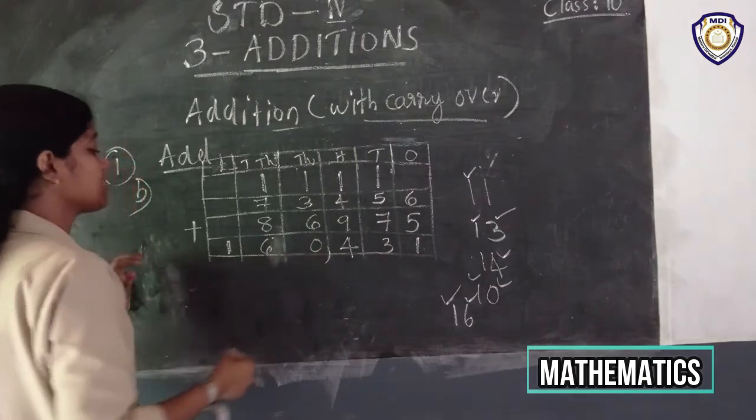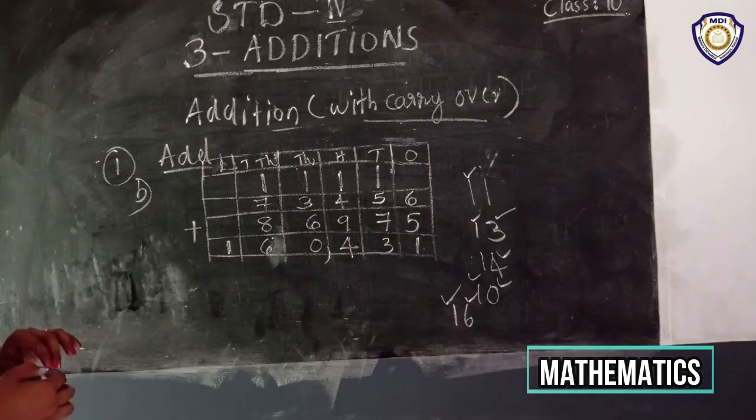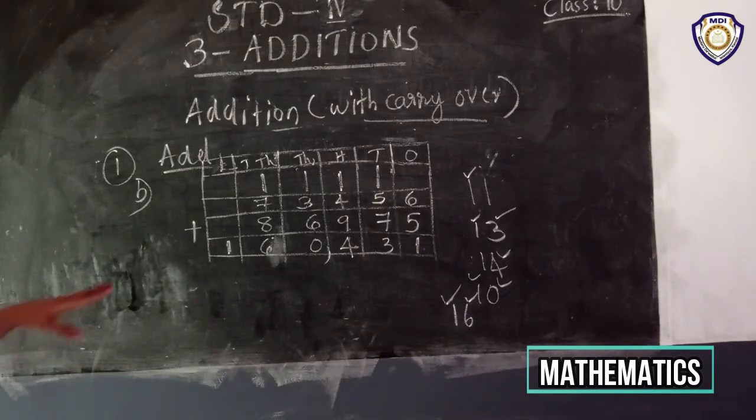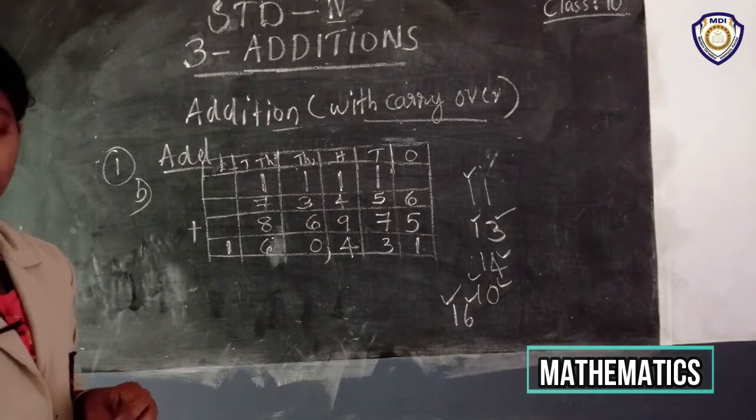Our answer is 1 lakh 60,431. Write in your textbook. 1 lakh 60,431. Okay. Did you finish? Okay. Next one. Third one.